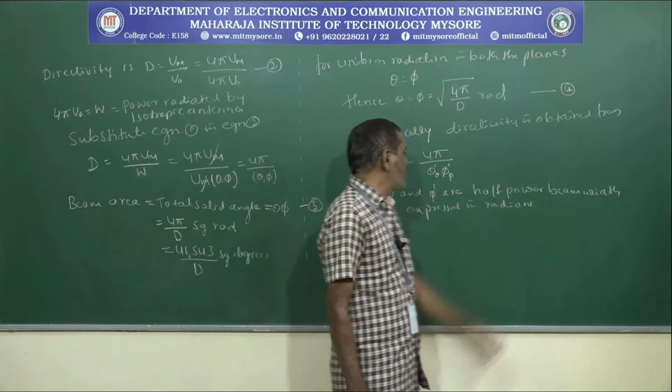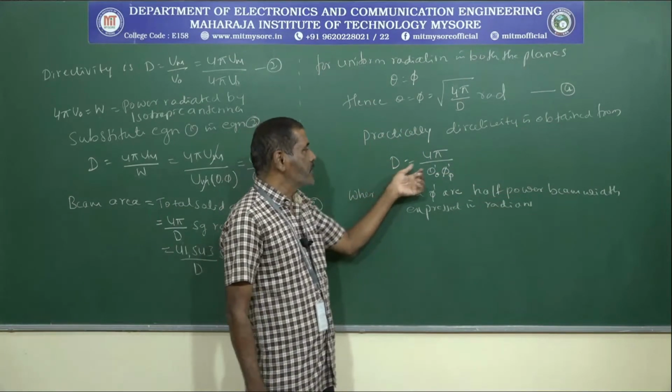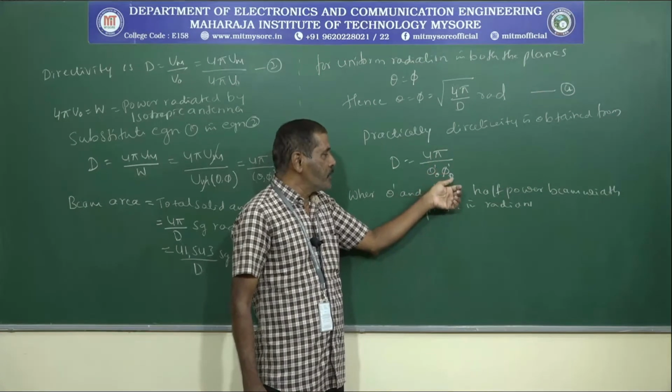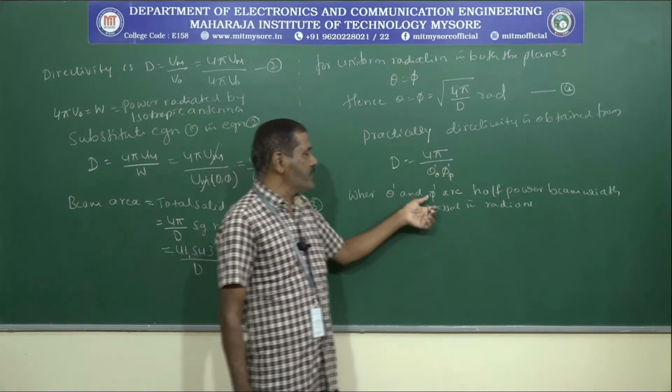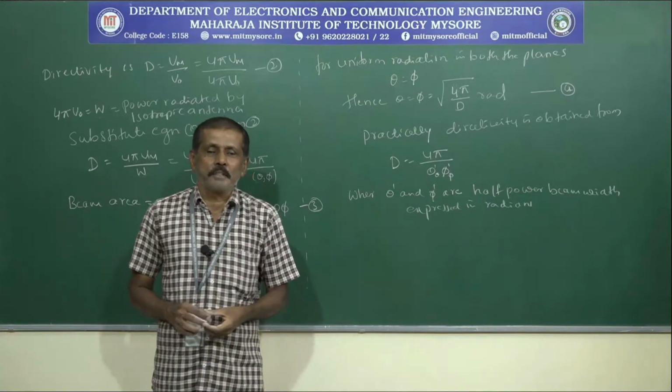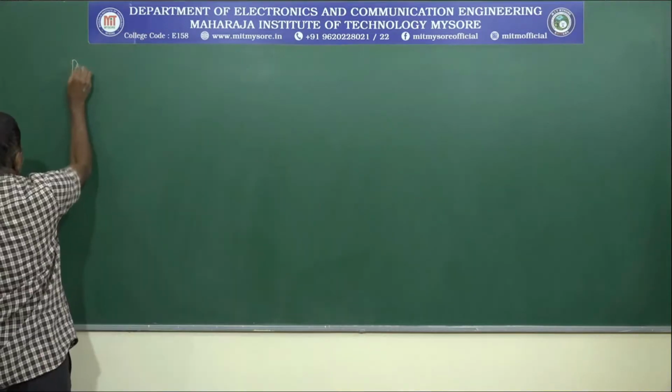Practically the directivity can be obtained from the equation D is equal to 4 pi divided by theta dash into phi dash, where theta dash and phi dash are the half power beam widths, and this is expressed in radians.